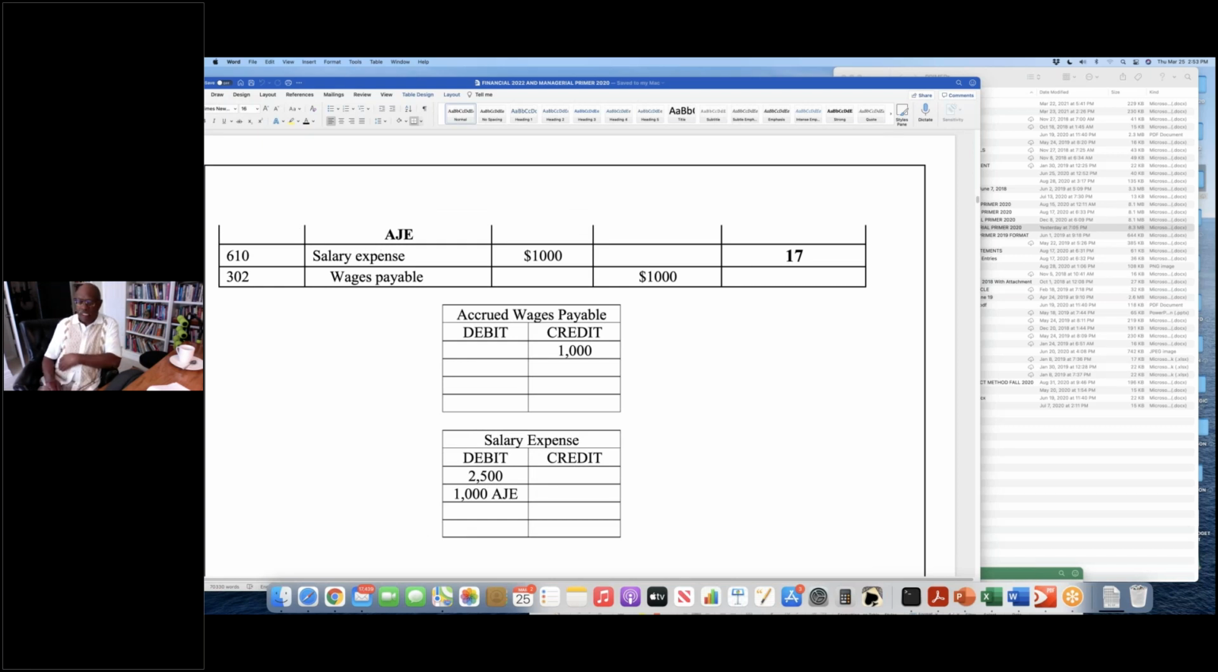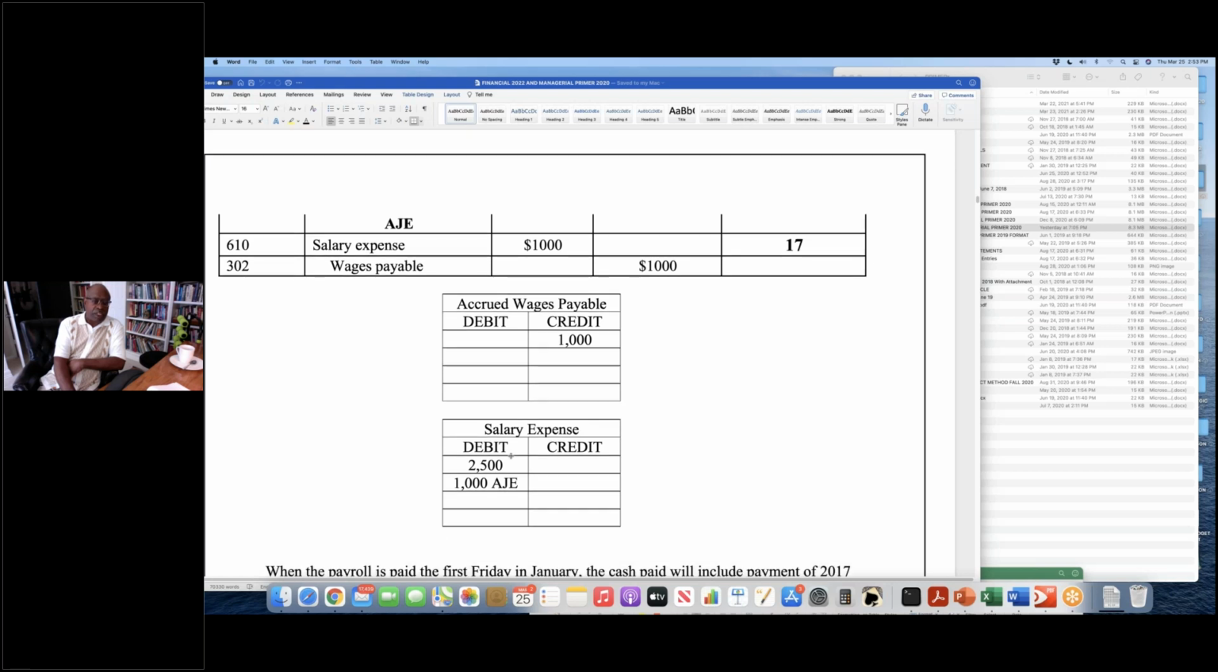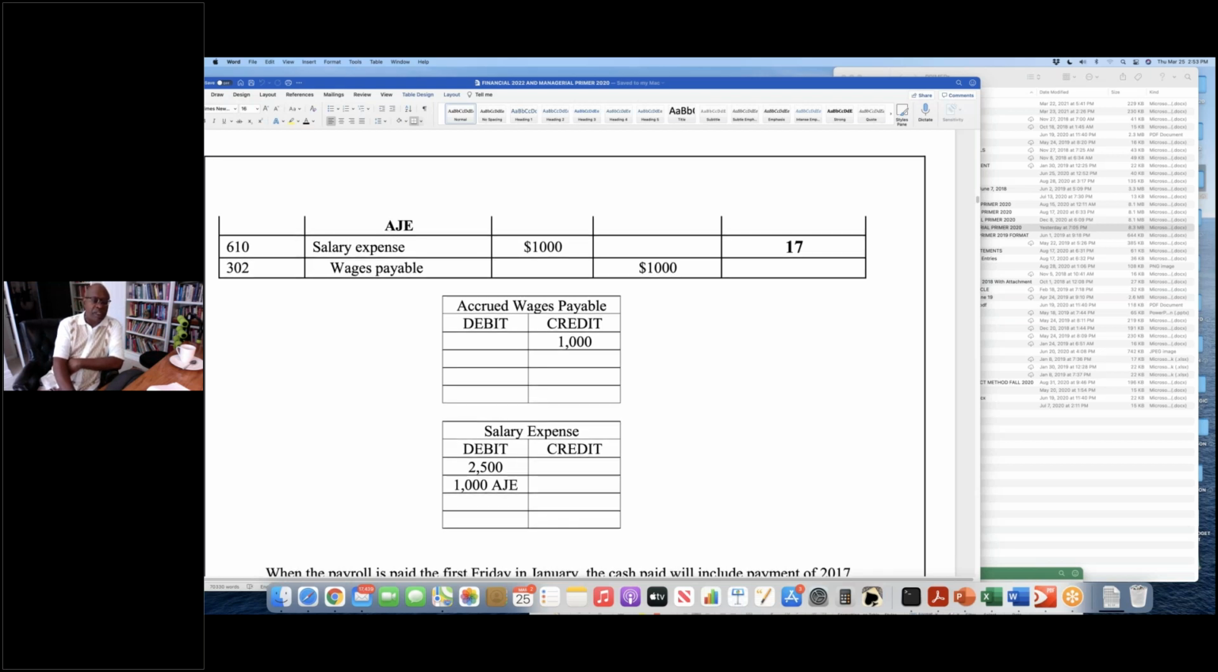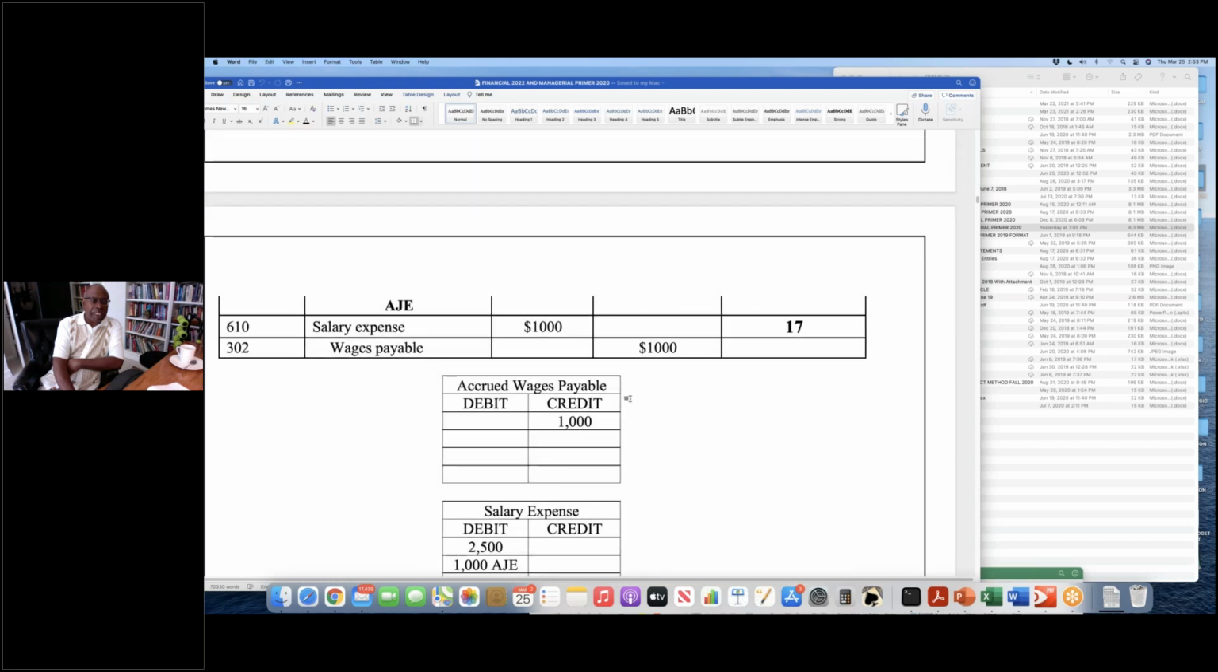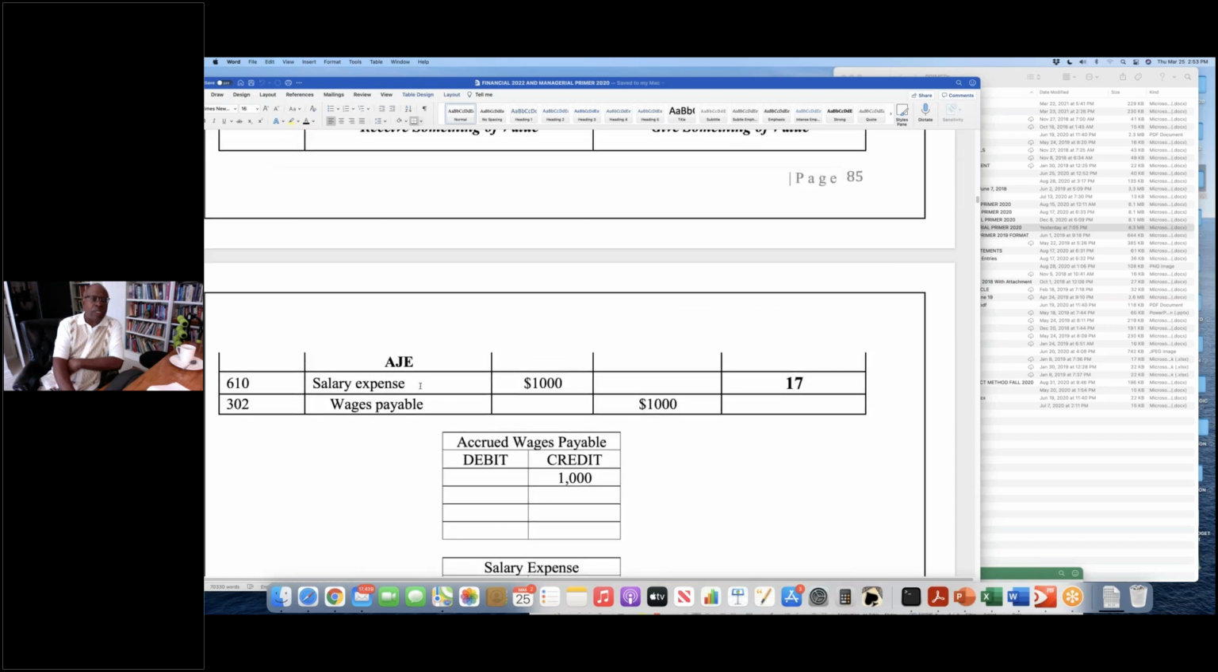So all companies in the world are going to make this adjusting entry because they can take this expense and reduce their income, which is going to reduce what? The taxes they owe. So that's the accrued wages payable. It could be interest, items accrued over a period of time. But in the AJE, we debit salary expense and credit wages payable.